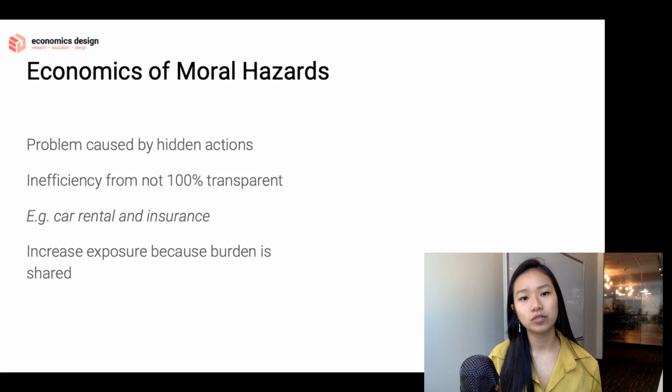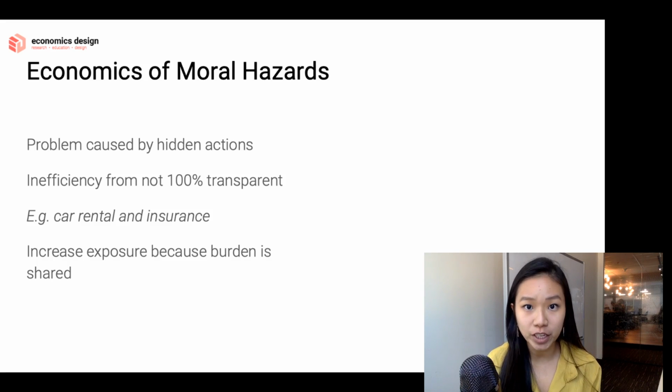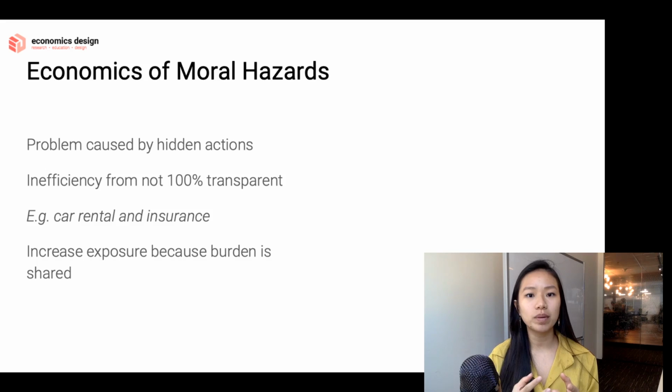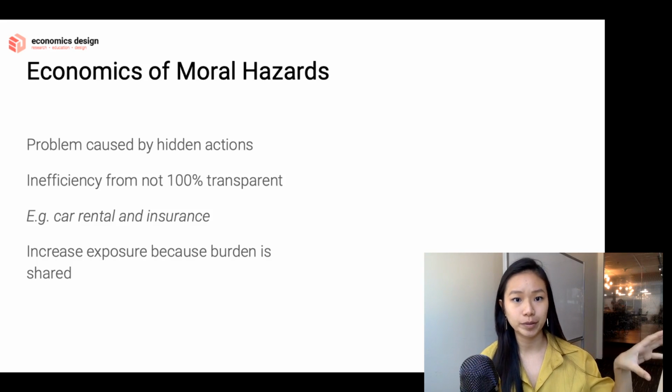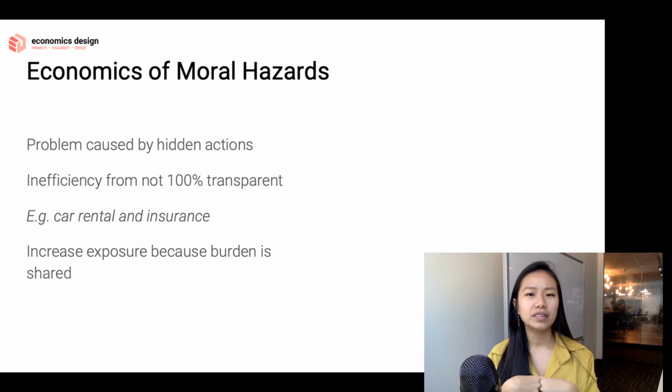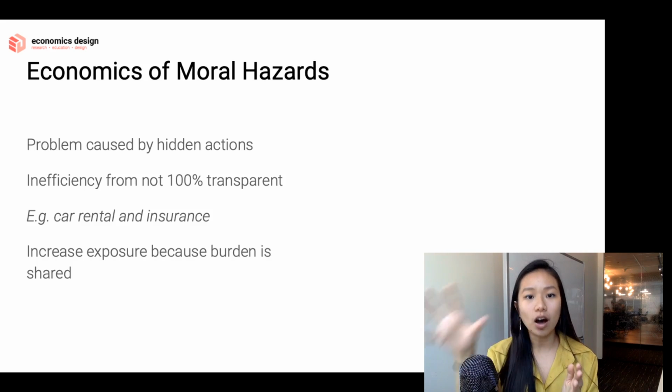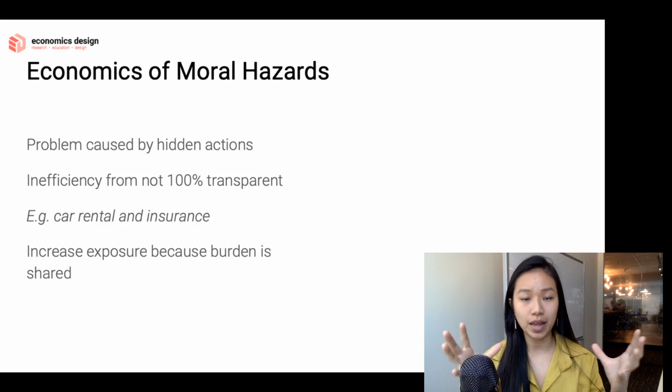The second economics principle is the economics of moral hazards. Just now, when we talked about signaling, it's about the actions to show hidden information. In moral hazards, it's the problems caused by hidden actions. So hidden information and hidden actions are different things. Hidden information is usually before the thing occurs, like before you show your cards in poker. Moral hazard is the actions after the thing happens.